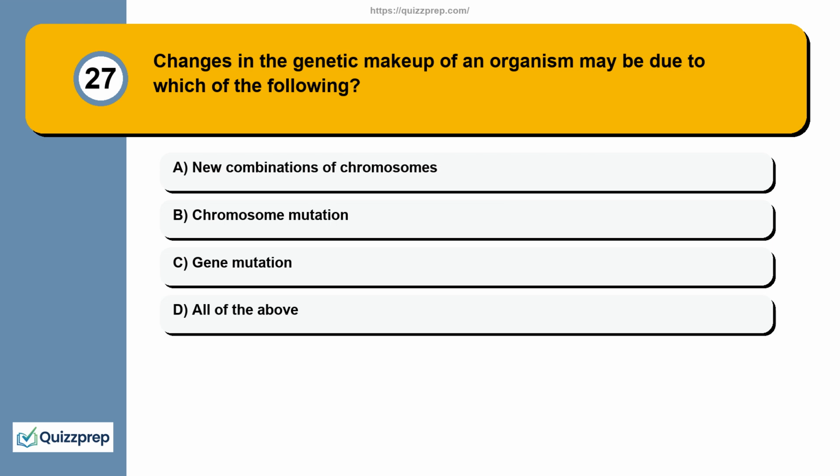Question 27. Changes in the genetic makeup of an organism may be due to which of the following? New combinations of chromosomes, chromosome mutation, gene mutation, all of the above.